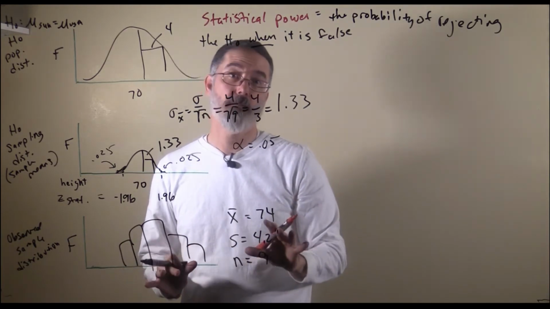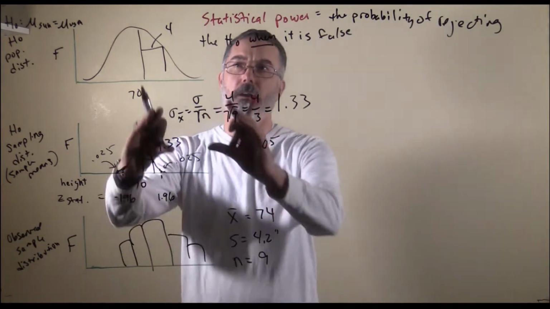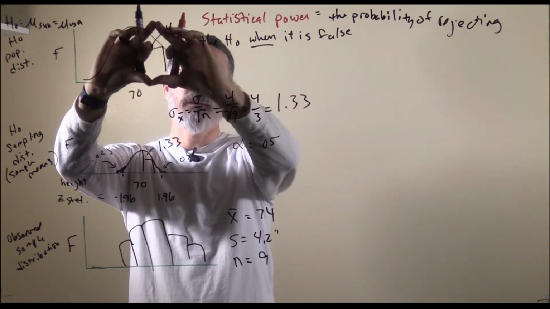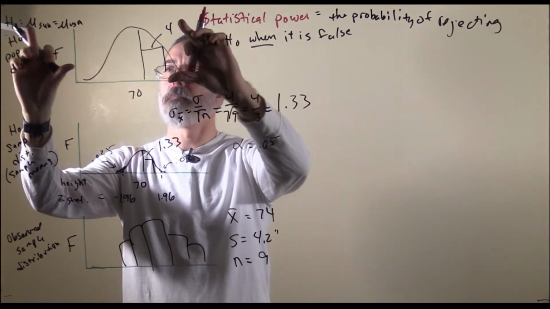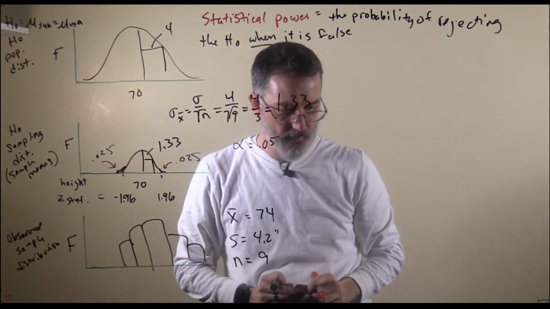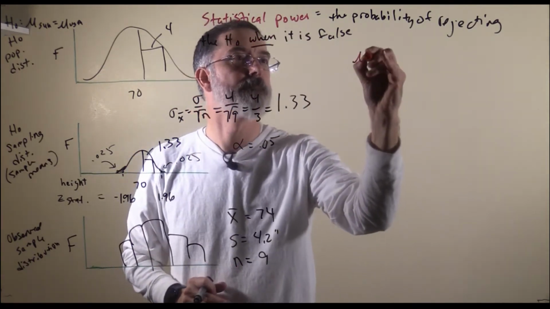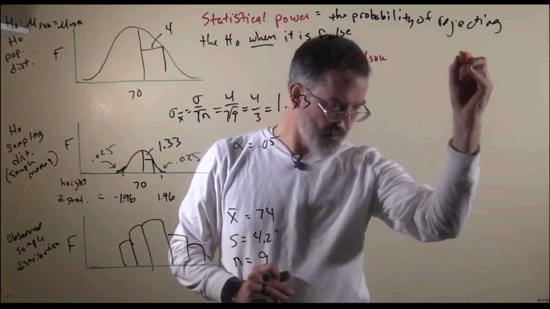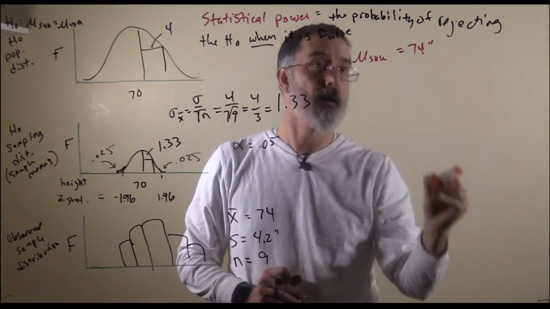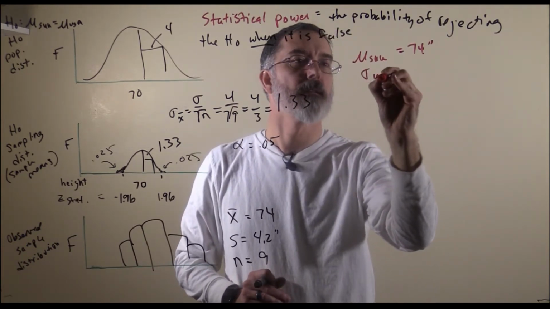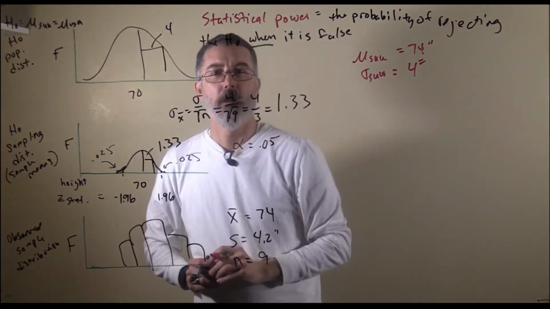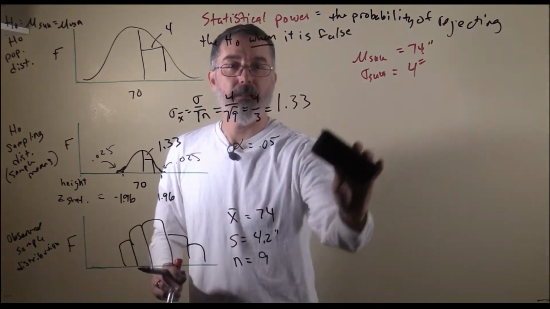So to calculate statistical power, you have to have an estimate or knowledge of the actual height of SUU men. So let's say that we do know SUU men's heights, and it is 74 inches, and we'll say the standard deviation of SUU men heights is the same as the population, 4 inches. I'm going to create a little space here.